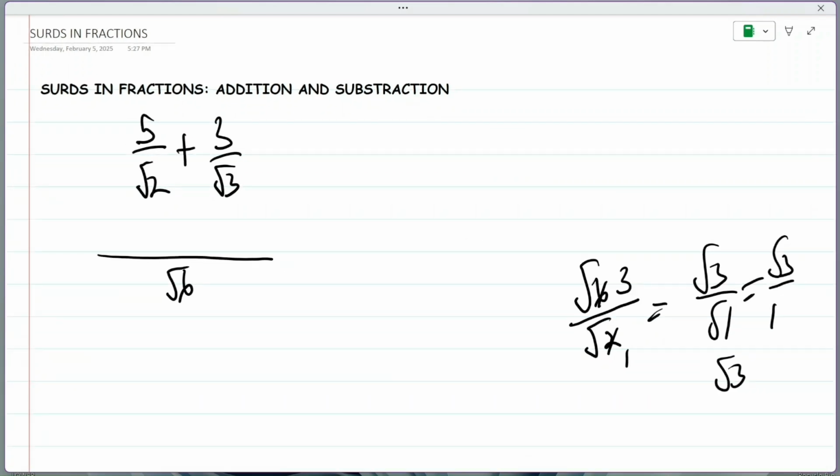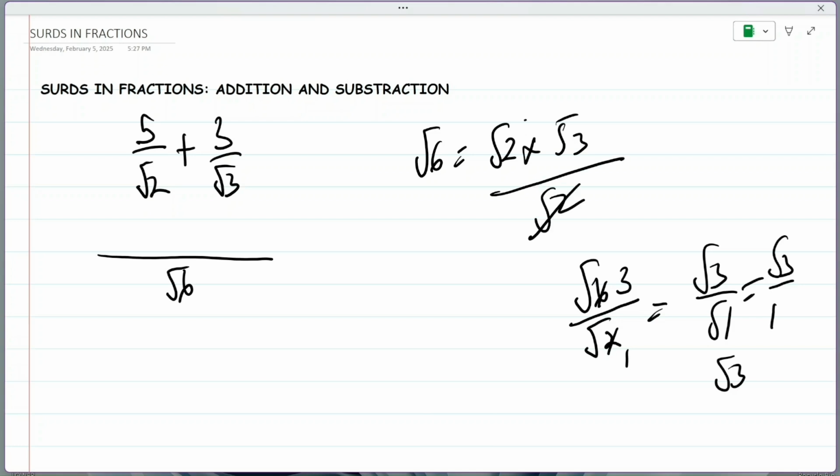Or since we know the square root of 6 is the square root of 2 times the square root of 3, and we're dividing the square root of 6 by the square root of 2, you can put it over the square root of 2. Since they are the same, the square root of 2 cancels the square root of 2. You'll be left with the square root of 3, same as this. It just depends on the technique you prefer. So the square root of 6 divided by the square root of 2 is the square root of 3.